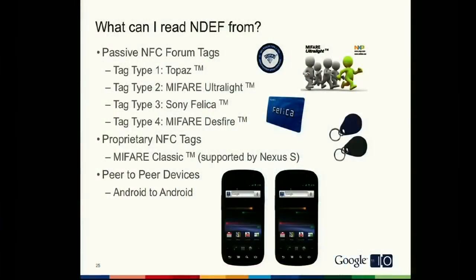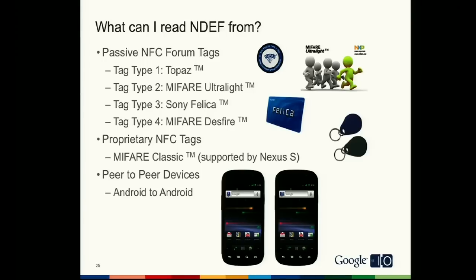OK, so we talked about reading NDEF. Now let's talk about where you can read it from. So you can read it from passive tags, as we showed in the demos earlier. There are a bunch of different types of passive tags. So the NFC Forum has gone out there and specified 4 standardized types of passive tags. They're called type 1 through 4.